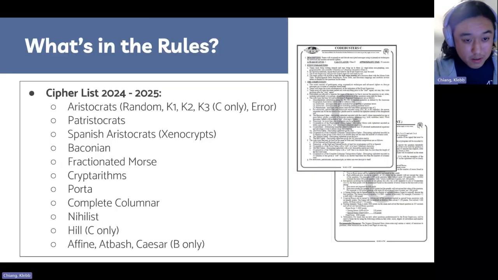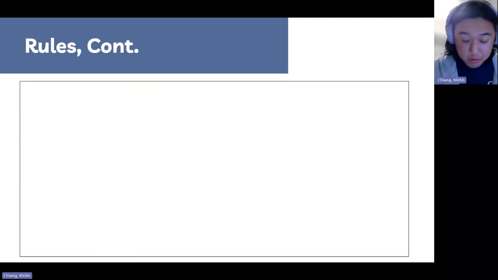Okay, what's in the rules? Here's the cipher list for the year. Aristocrats, Patristocrats, Spanish aristocrats, or Xenocrypts, Baconian, Fractionated Morse, Cryptorhythm, Porta, Complete Columnar, Nihilist, Hill, which is Division C only, Affine, Apache, Caesar, which is Division B only. I'm not going to go over how these ciphers work today mechanically. I trust that you can Google it and find it out for yourself. That's not the point of today's workshop. There are many sources out there that can explain it far better than I could, so go find them. They're everywhere online.